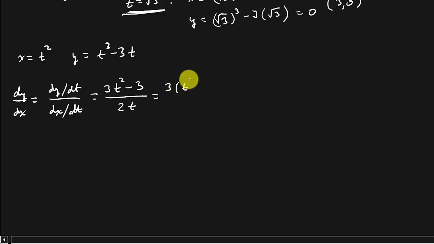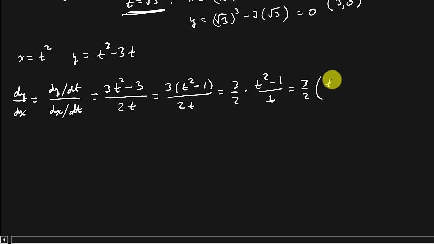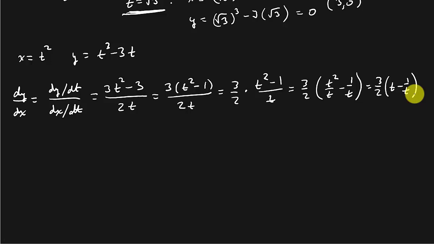All right, so let's do a little bit of simplification here. I'm going to factor out a 3, and that's over 2t. And then let's write it as 3/2 times (t squared minus 1) over t. And so this is 3/2 times (t squared over t minus 1 over t), which is 3/2 times (t minus 1 over t). All right, so there's our derivative.